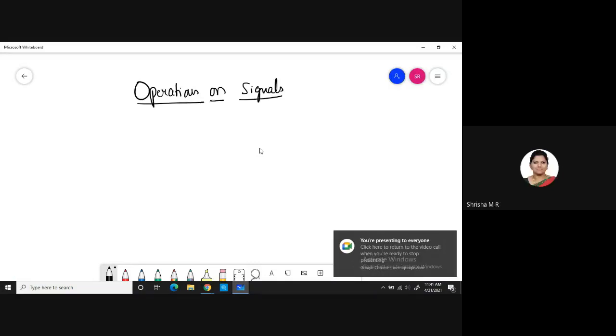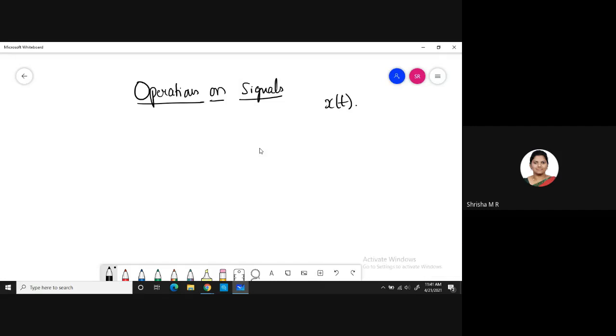So basically we represent a signal as x of t, right? Continuous time signal. So in this x of t, x is the dependent variable and t is the independent variable. Operations performed on the independent variable are with respect to the x-axis.